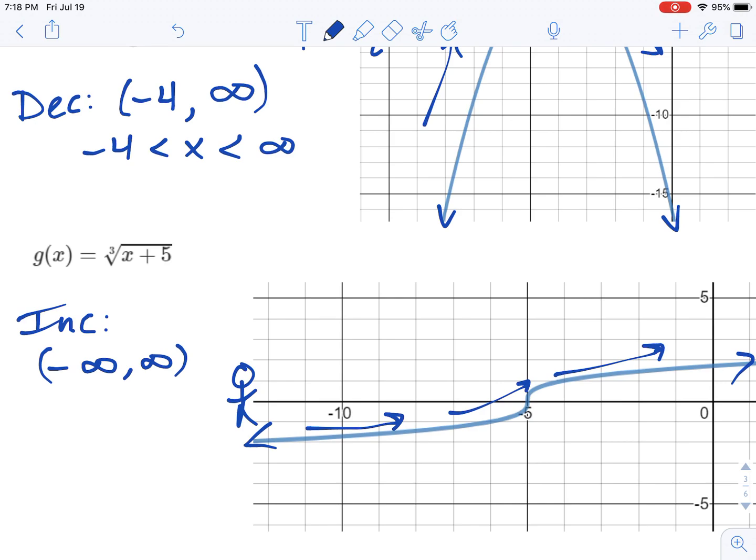But there is no point where this turns because it's always increasing. Even though it looks like there's a little bit of a turn here, it's not actually changing from increasing to decreasing. It's always increasing upward. So either way you want to write it is fine, unless the question asks a certain way to do it. This would be interval notation, and this would be inequality notation. Again, this graph is always increasing. And that's how we do intervals for increasing and decreasing for functions.